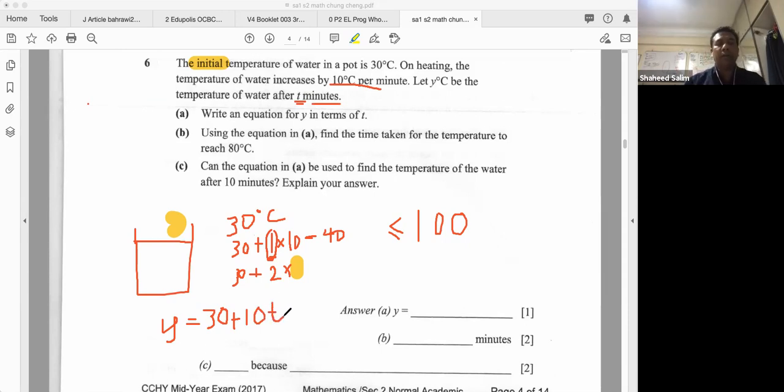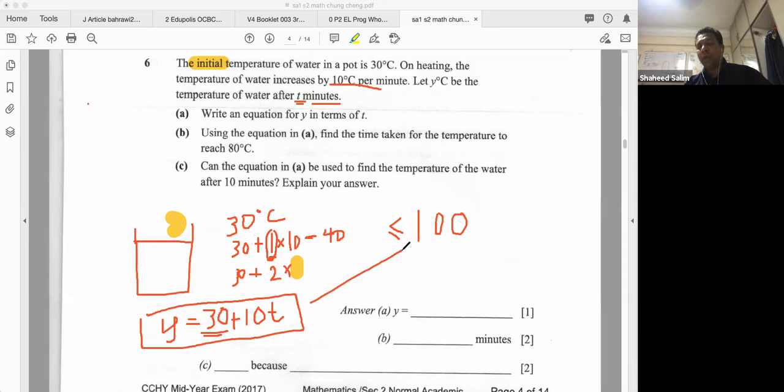Did you all get it? So Y is the temperature. 30 is the original, starting temperature. Then if it's 1 minute, 10 times 1, you get 40 degrees. 2 minutes, 10 times 2, you get 50 degrees. I don't know whether you get this, but this is the formula. But there's a limit to the formula. The limit is until 100 degrees because after that there's a change of state. Once you reach 100 degrees, the water will evaporate. So your first equation down here is Y equals to this one down here.